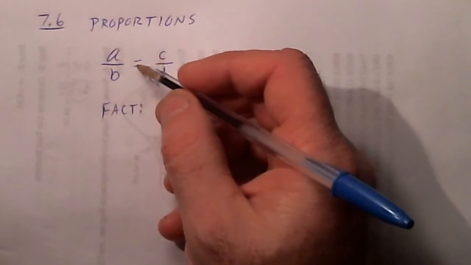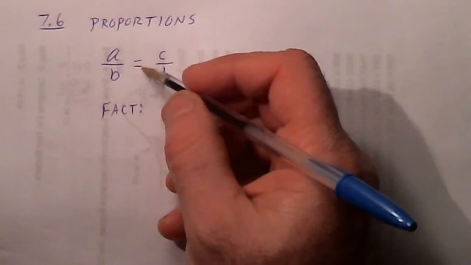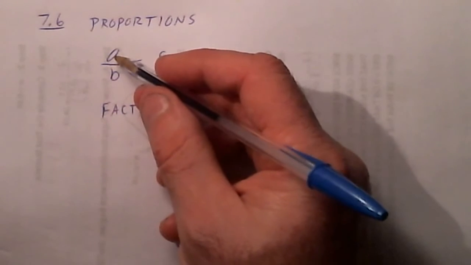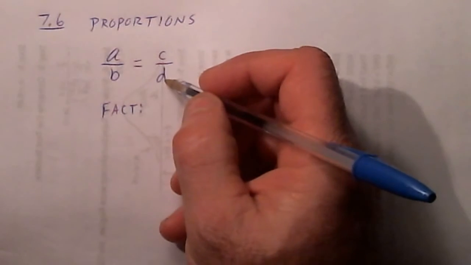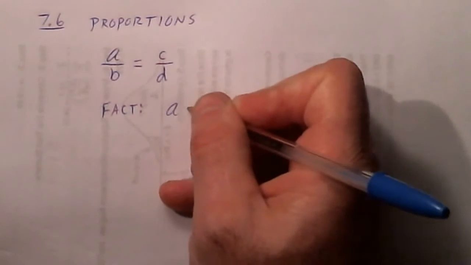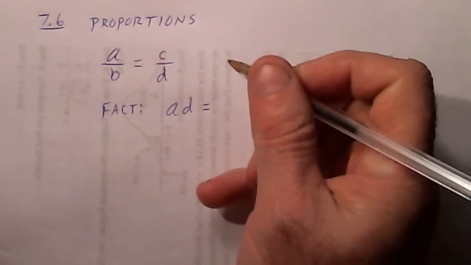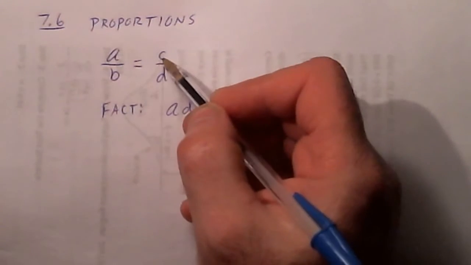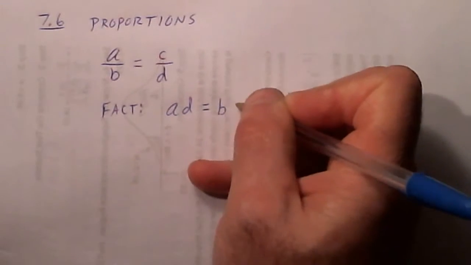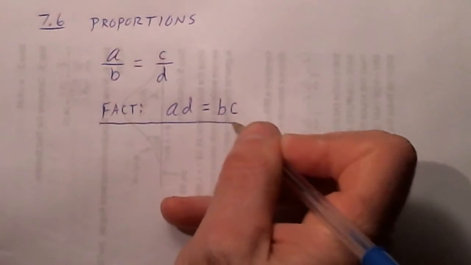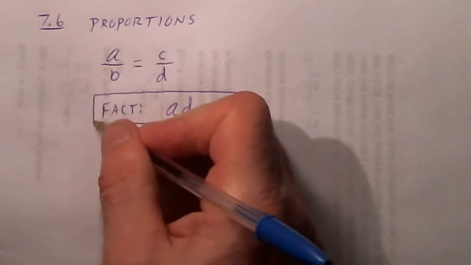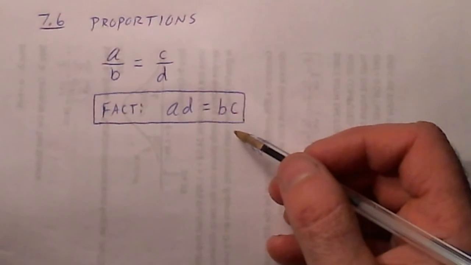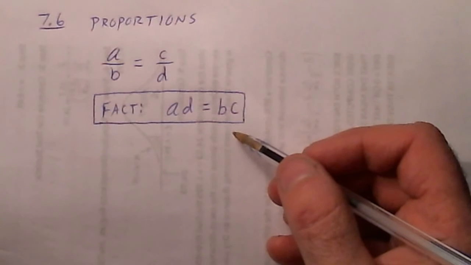Remember, you only cross cancel when you're multiplying fractions together. We've got the equal sign in between these fractions. But this property says that if I cross multiply, if I take this quantity here and multiply it by this quantity down here, so A times D, this property guarantees that that will always be equal to the other cross product, B times C. This is a very important property that all proportions enjoy, and it's this property that's going to enable us to solve proportions for a particular variable.